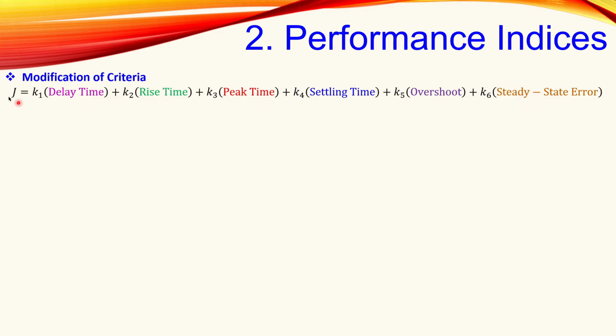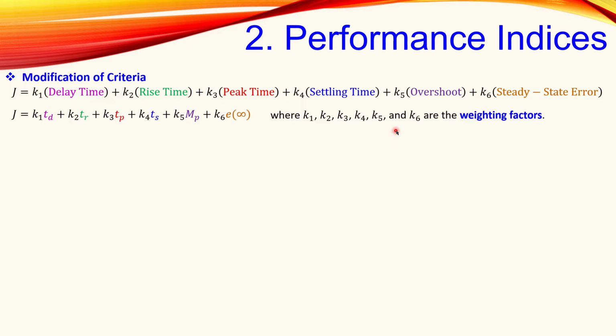So how can we make that a little bit more accurate? Let's modify our criteria in this format. We can say there is the index, which is called J. It is some constant K1 times delay time. So that delay time is multiplied by some K1 constant. Same for the rise time. For the peak time, it's its own constant. And also the settling time, overshoot, and the steady state error. So we have 6 specifications, each of them multiplied by its own constant, K1 up to K6. And this is now given in a formula form.